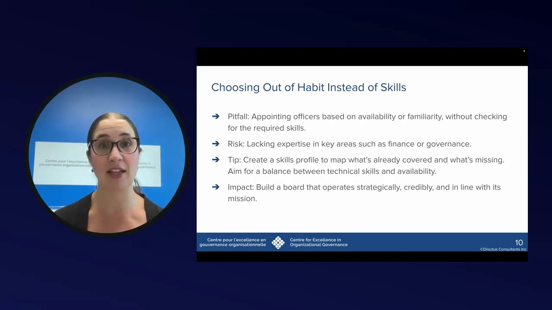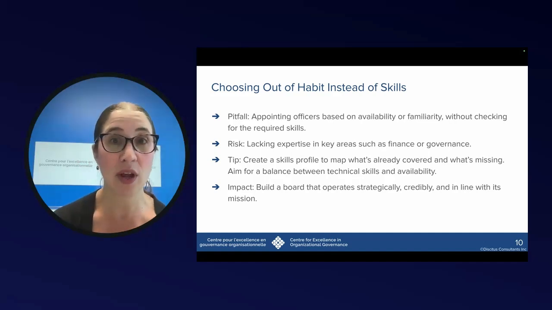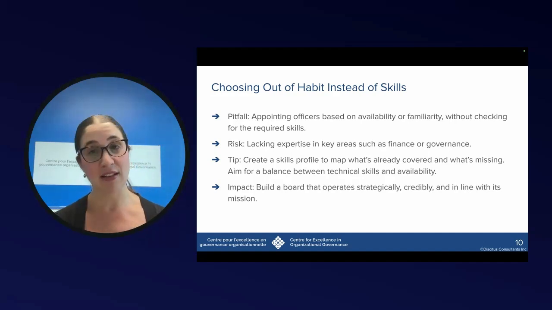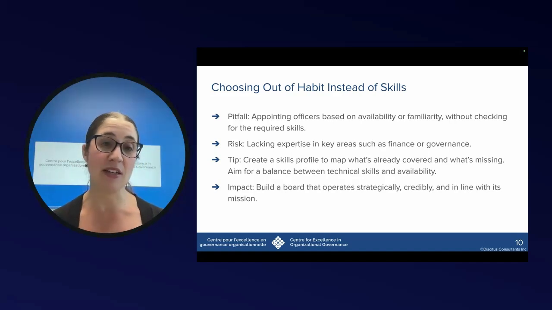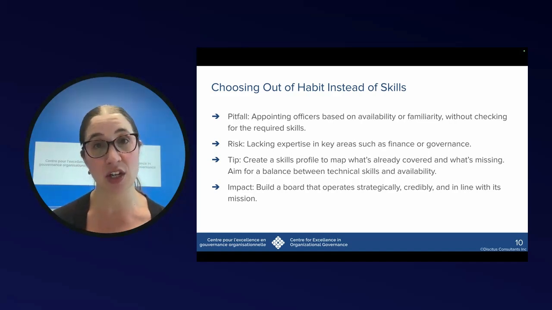missing on your board against your competency matrix. Board competency matrix will help you along the road to aiming for balance between technical skills and availability at the board level. The impact here is building a board that operates strategically, credibly, and in line with its mission.